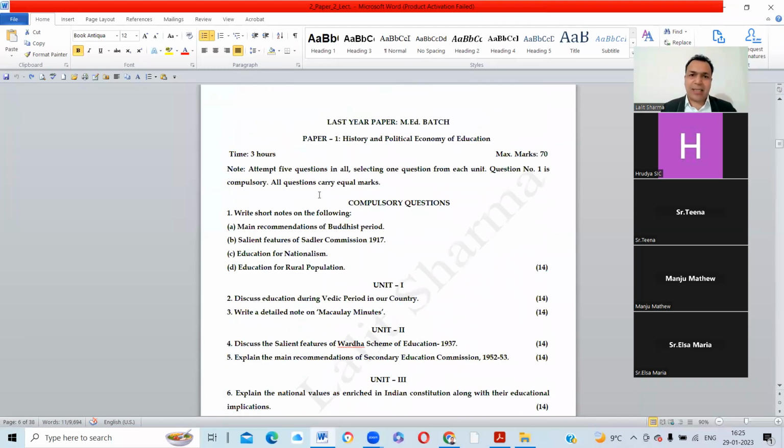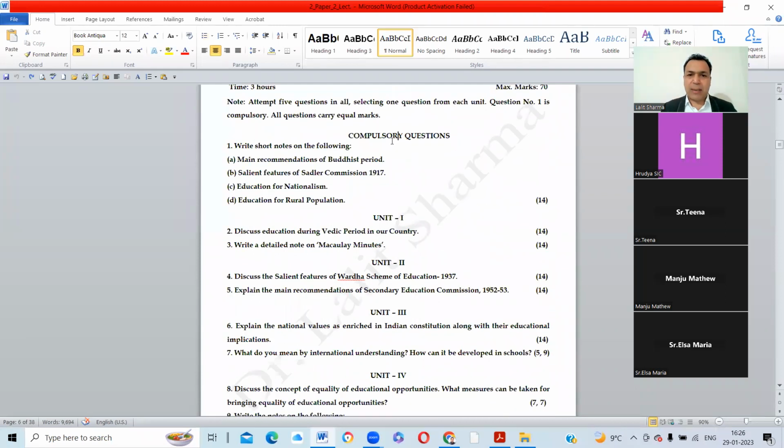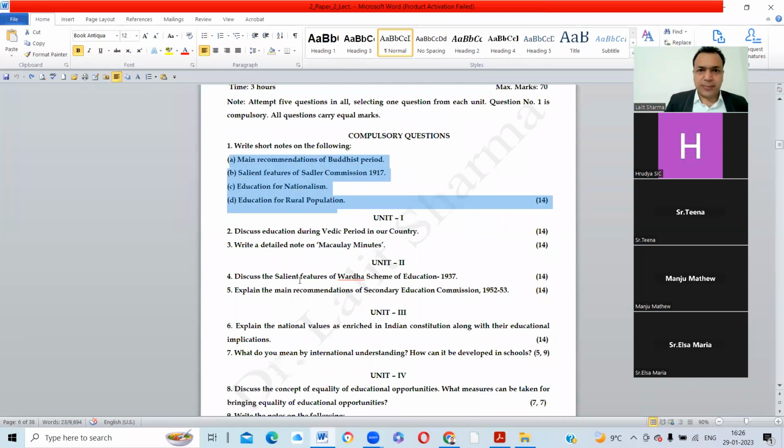Now we see the last year paper. This is the last year paper, history and political economy of education. In the first compulsory question, 4 short questions have come. Recommendations of the Buddhist period, right? So under this, guys, you have to talk about Buddhist philosophy of education: what are the aims of education and curriculum according to Buddhist philosophy. Next, salient features of the Sadler Commission 1917. One commission came, the Sadler Commission, so you have to talk about its essential features.